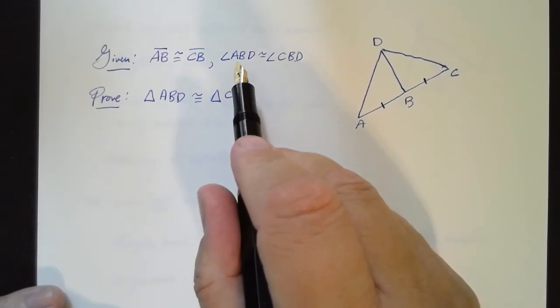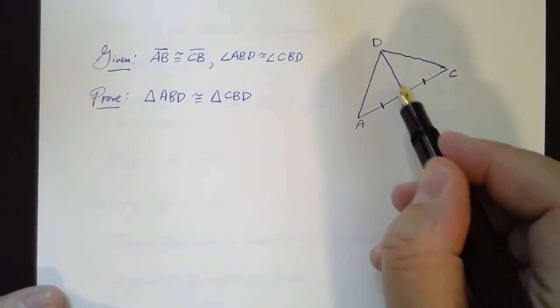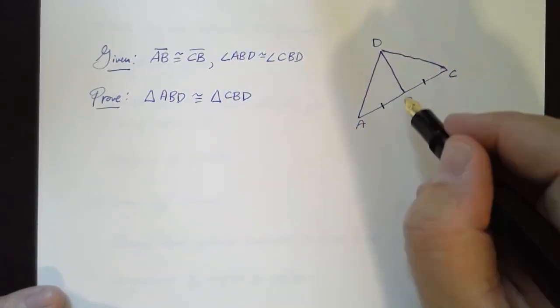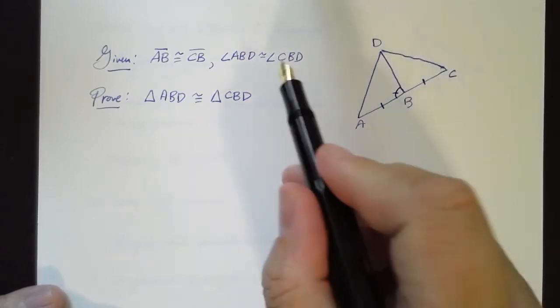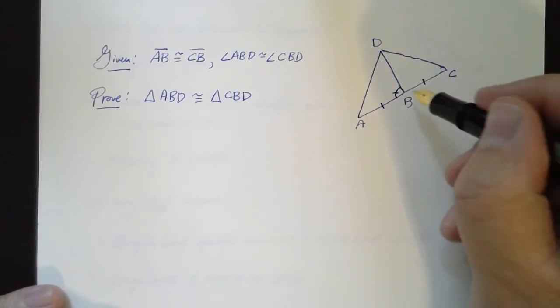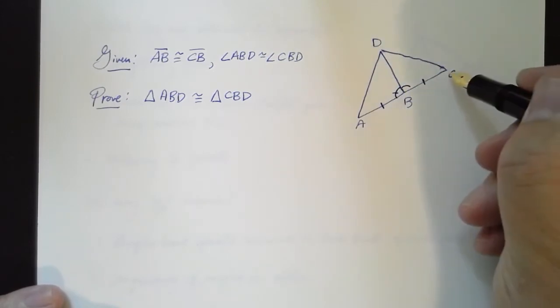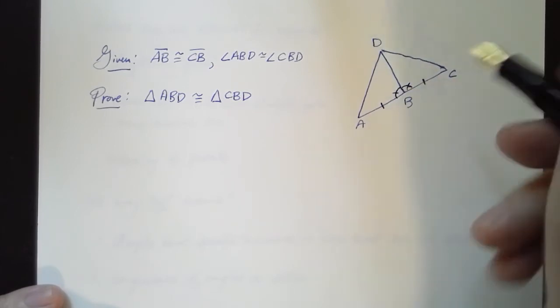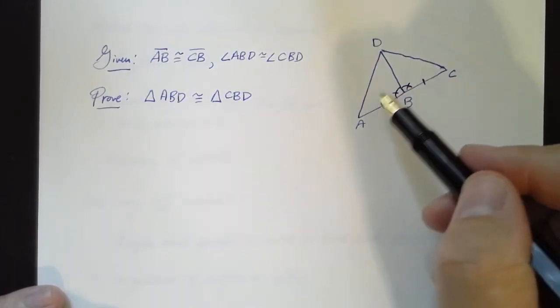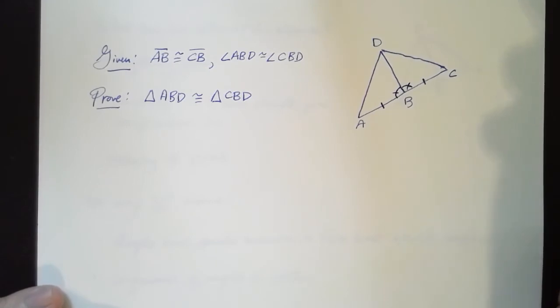Then I have angle ABD. So that's that angle right there. I'll give it a single tick mark. It's congruent to angle CBD, right next to it. CBD. So that gets a single tick mark. And I want to prove the two triangles in the picture are congruent: triangle ABD and triangle CBD.